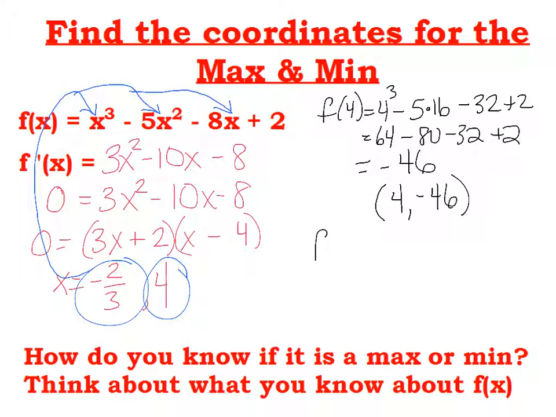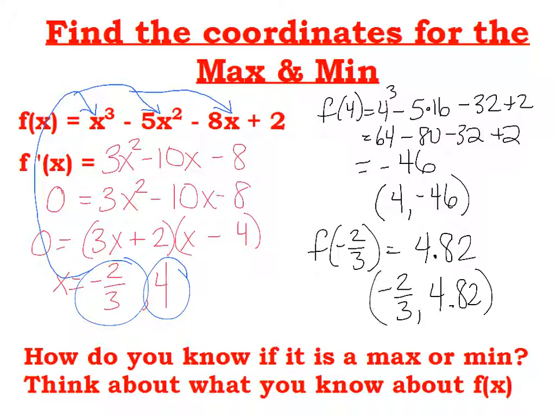Then I would do the same thing with my negative 2/3. Type that in your calculator, go through all the algebra to figure out what that is. I end up getting 4.82 is what I round that off to. And that's another point that I know is going to be the min or the max.